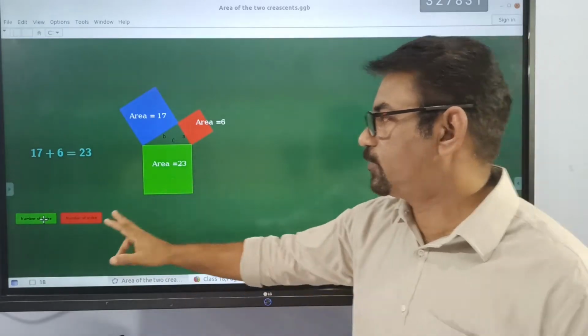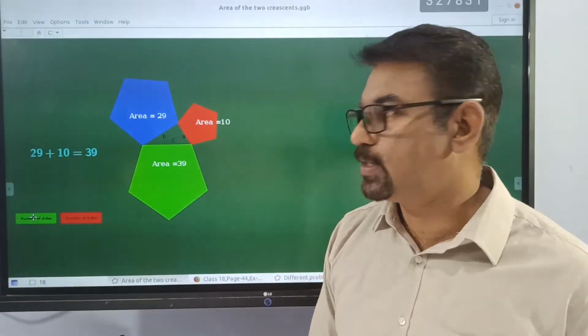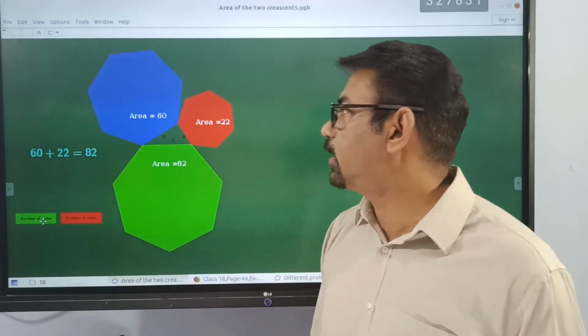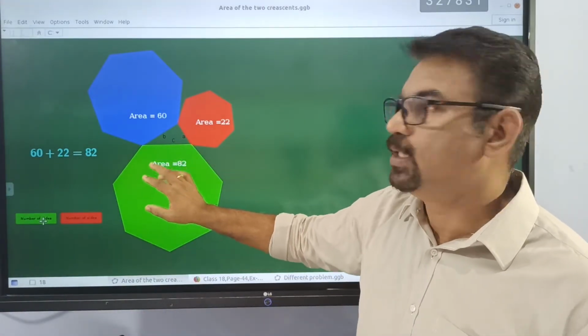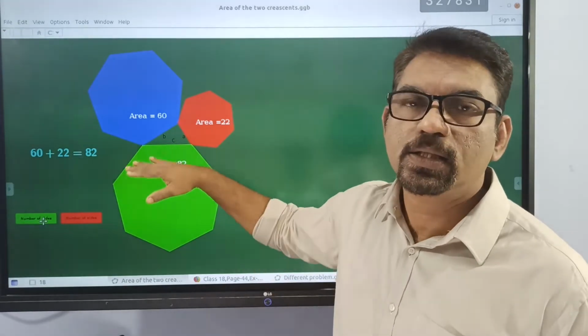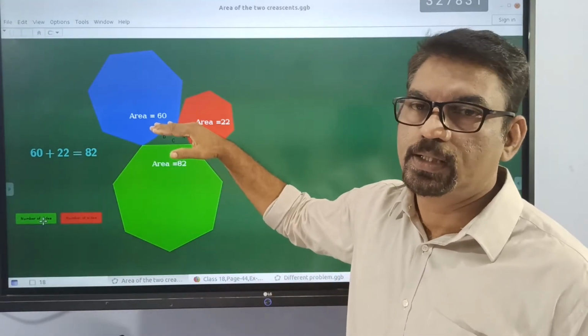This is not only true for the squares. If we increase the sides like this, we will get the sum of these two areas equal to the area of the polygon drawn along the side hypotenuse of this triangle. This is very interesting.